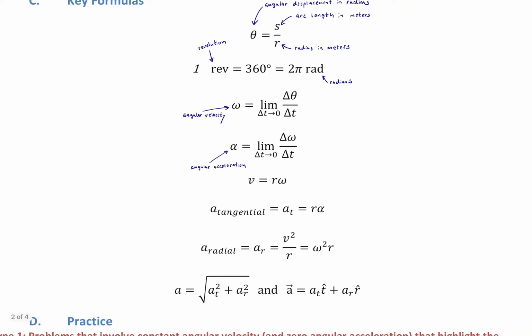All right, next up, angular acceleration. Same limit definition. As we go to really small changes in time, we approach the instantaneous angular acceleration, and it's the change in angular velocity over the change in time. The units of angular velocity would be radians per second, and the units of angular acceleration are radians per second squared. So these are our two big new kinematic terms.